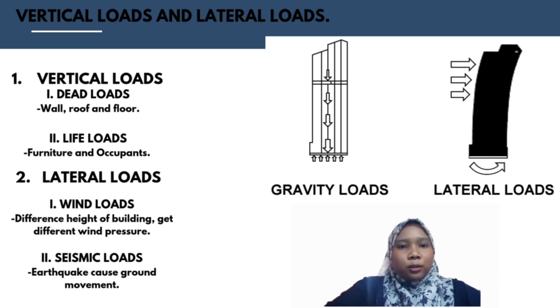Lateral loads are horizontal forces acting on the structure and can threaten its stability. The primary sources include wind load and seismic load. Wind load is wind pressure that acts according to the height and shape of the building. Taller building structures will experience greater wind exposure. Wind creates positive pressure on the windward side and negative pressure on the leeward side.